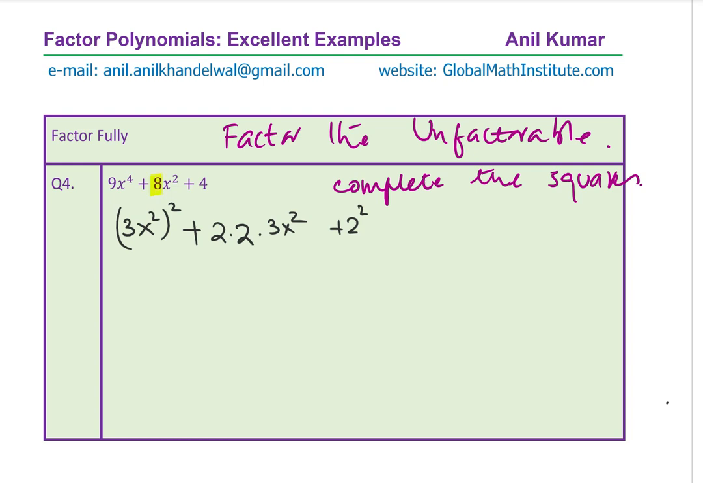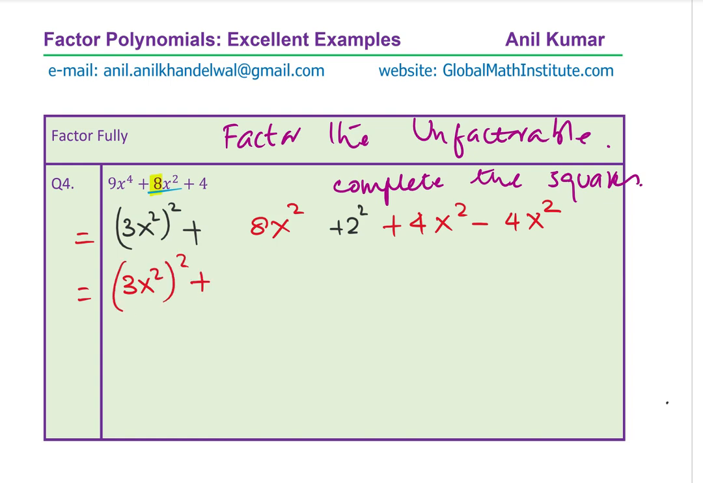However, what we have is 8x squared, and what do we need? If you multiply these numbers, you actually get 12x squared. We need 12x squared. We have 8x squared. What can we do? Well, we can add 4x squared and we can subtract 4x squared. You get the idea. Then you get that term, correct? So that is the whole idea. We have 8x squared, and to make it 12, we are adding 4x squared. So now we can write this as (3x squared) whole square plus 8x squared and 4x squared is 12x squared plus 2 squared minus 4x squared.